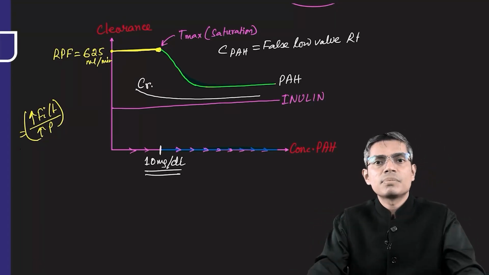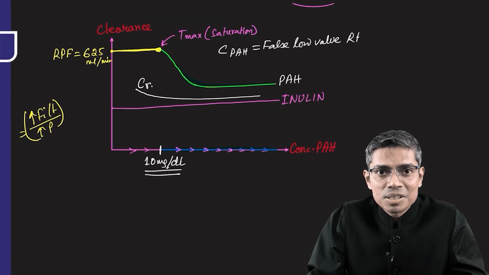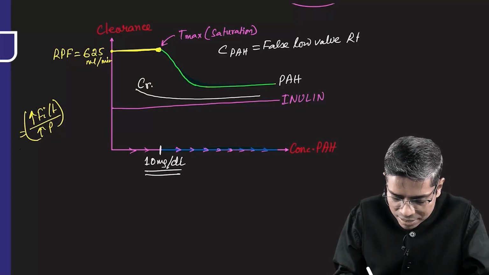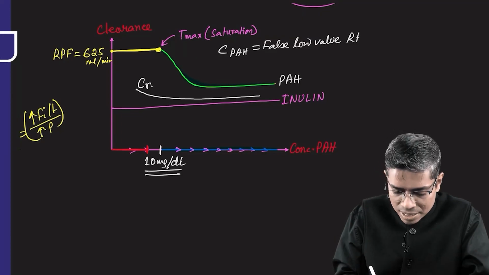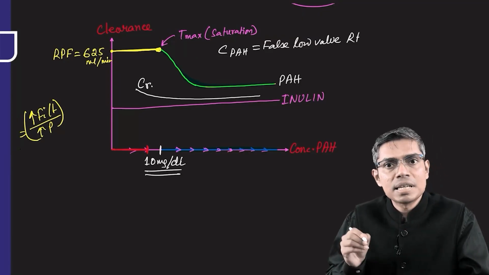If I ask you the clearance curve of glucose, where will it be present? Clearance of glucose in a non-diabetic person, how much did I tell you? 0. So up to a certain value of plasma glucose concentration, when the person is non-diabetic, the clearance of glucose is 0. That's why it is in the same line as the x-axis.